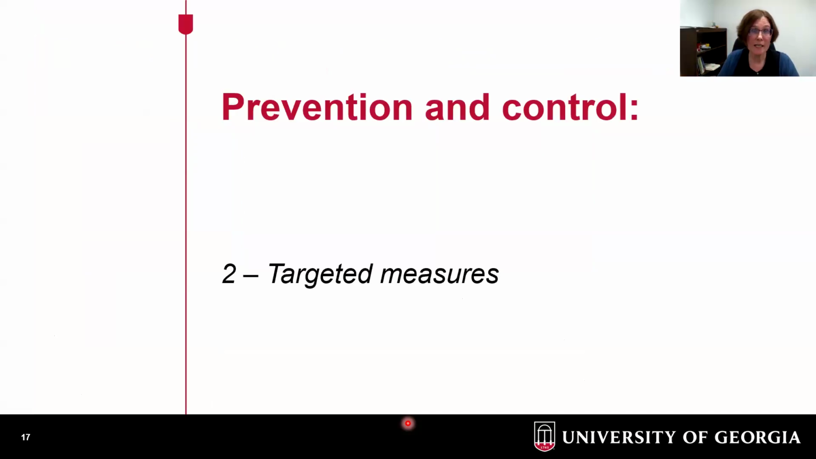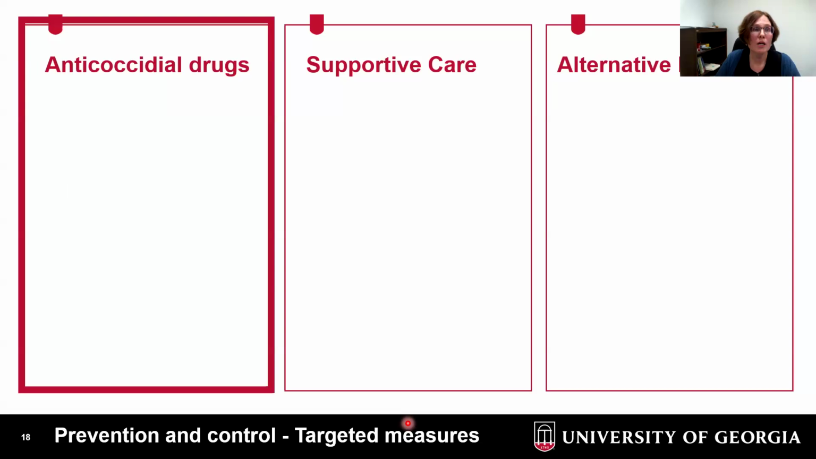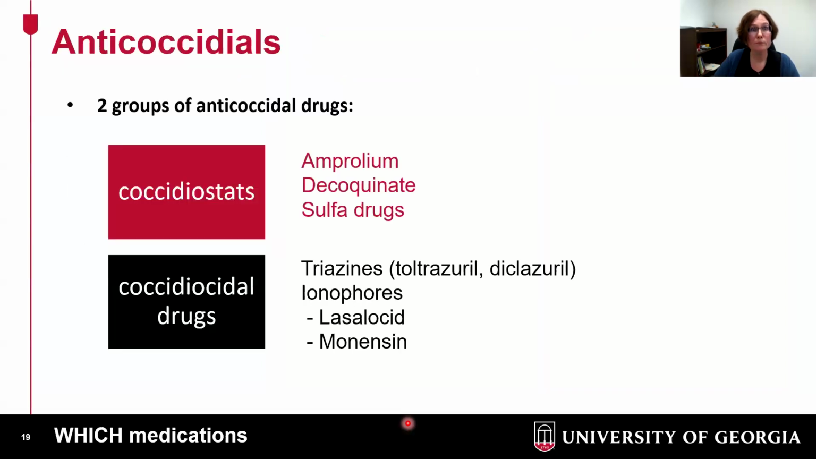All right, so that was for the general measures that we can take to reduce infection and reduce the impact of infection. And what we're looking at for the targeted part is three different things: anticoccidial drugs, supportive care, and alternative measures. We'll focus mostly on the anticoccidial drugs now, because this is our major pillar for control. I'm planning to go over which drugs to use, how to use them, when, and which animals to treat. So which medications do we have available?